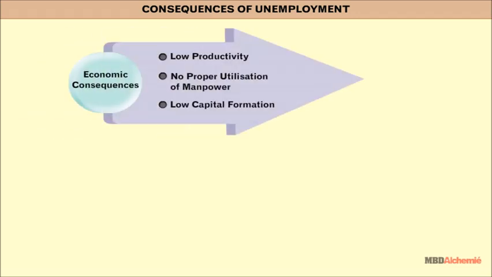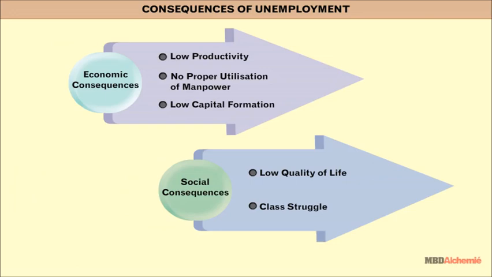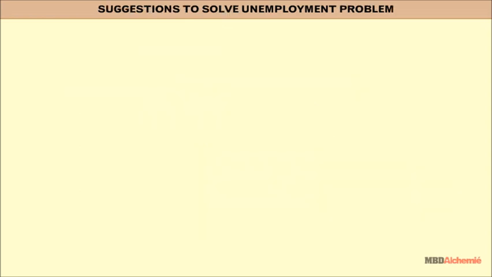Consequences of unemployment. These are economic consequences and social consequences. Economic consequences can be classified as low productivity, no proper utilization of manpower, and low capital formation. Social consequences are low quality of life and class struggle.